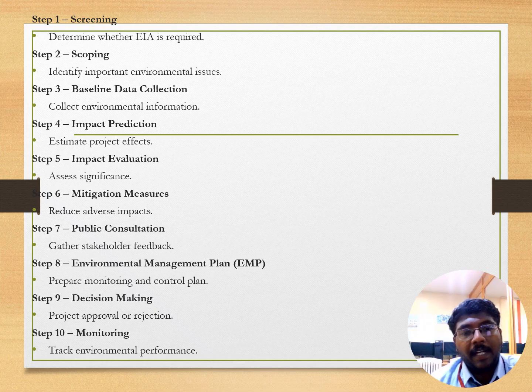The environmental management plan is defined as preparing the monitoring and controlling plan of the entire EIA project. After the environmental management plan, decision making takes place. In decision making, the higher authority reviews the entire EIA report and decides whether to approve or reject the project. After the decision making, monitoring takes place. Once a project is approved, ongoing steps are conducted to ensure the developer follows all environmental rules of the entire project.